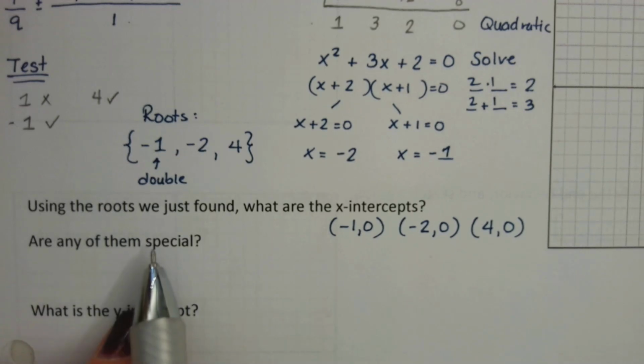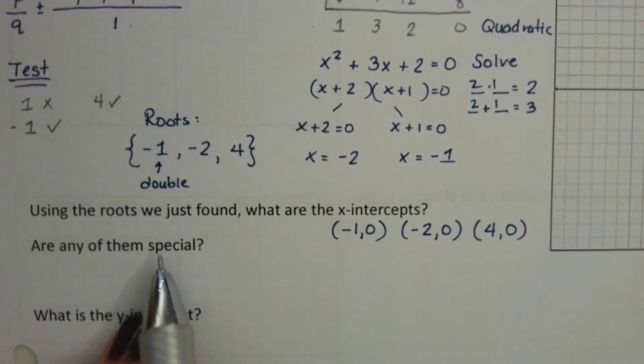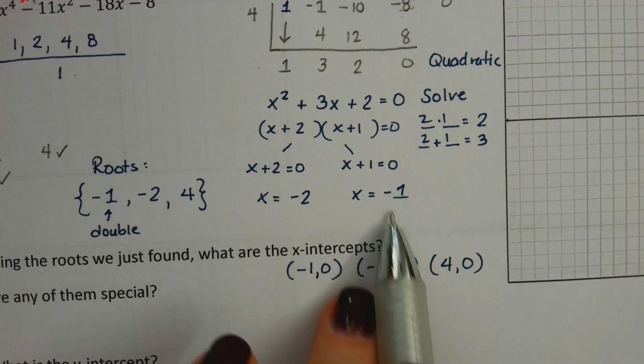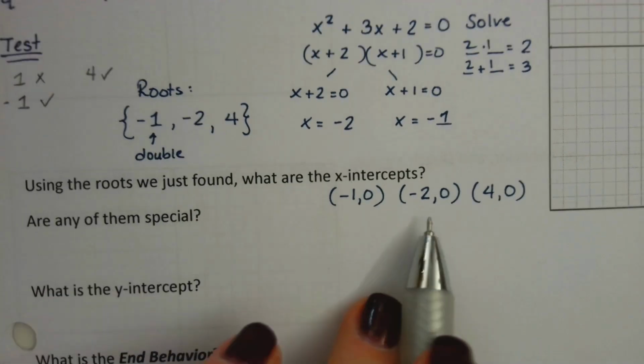Oh, I just had a question from the last question. Sure. I was like negative 1 double. Because we took out 1 with synthetic division up here, and then we got it again right here when we factored and then solved. So that shows up twice. Which one of those was special?